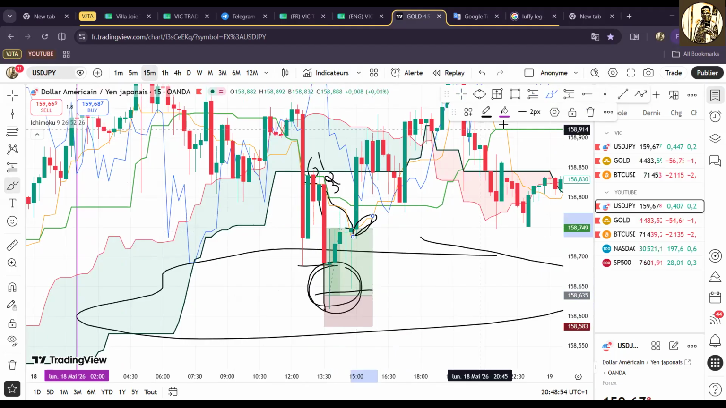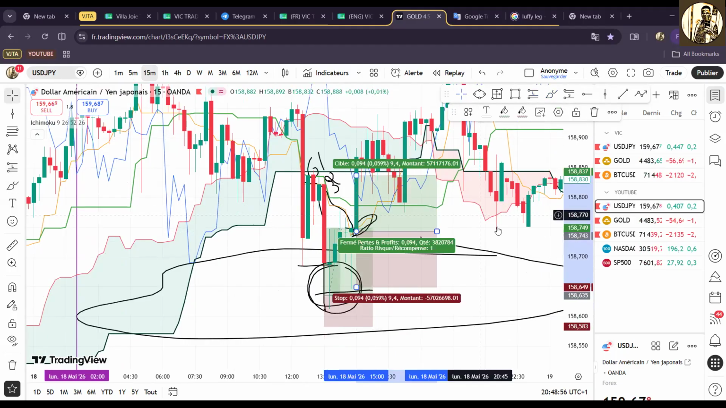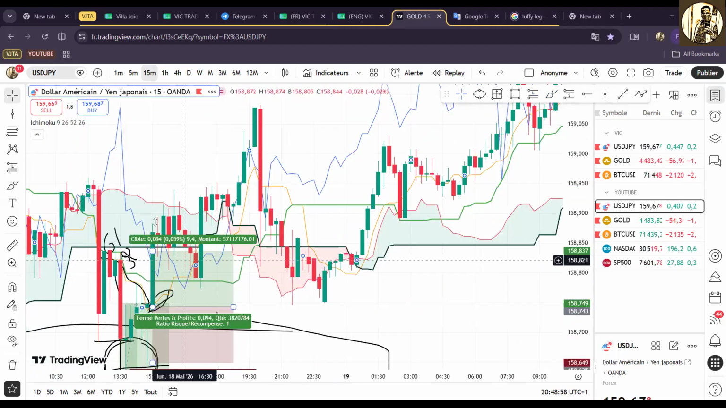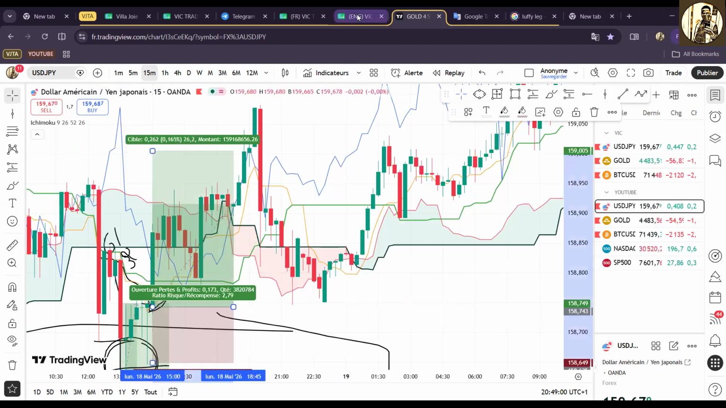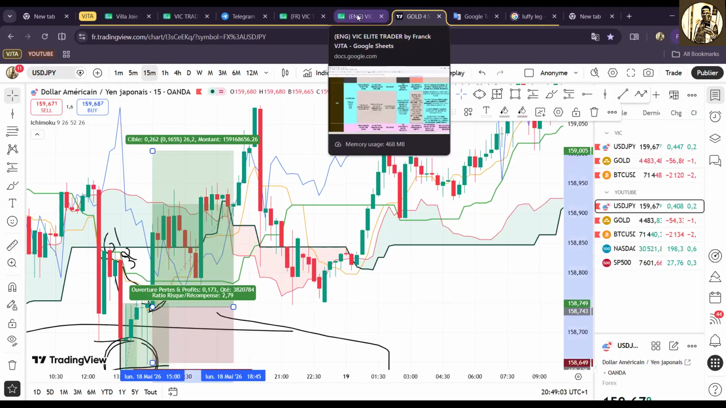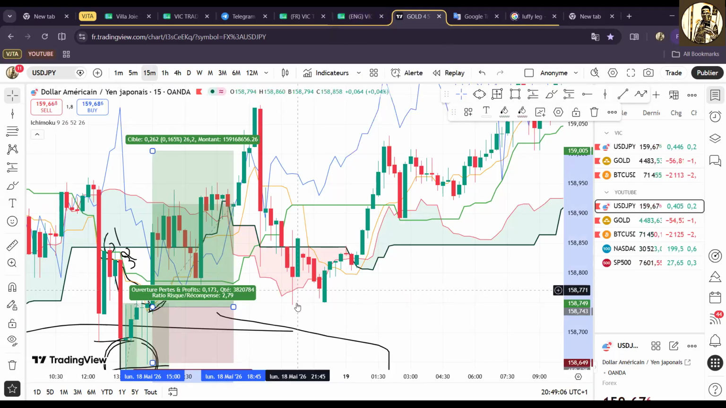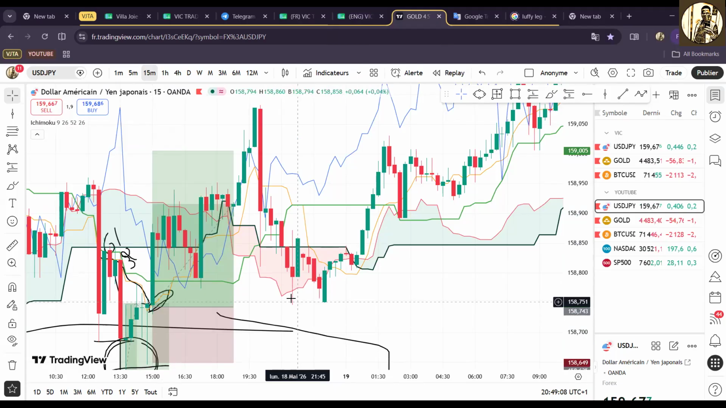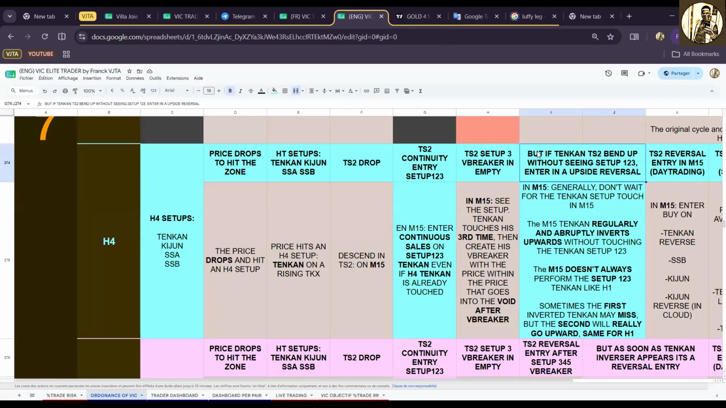Just continue buying this market, because the Tenkan inverted gives you the signal that it is now a bullish market to the upside. It has stopped being a bearish market, a falling market. So that's what I try to mean here.